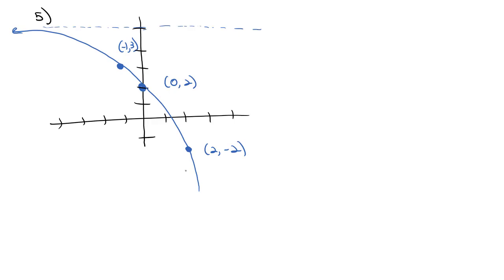First, I'm going to draw a horizontal asymptote at 5. And that's where the graph is going to get closer to and never cross. Then I'm going to put a point at 0, 2. And I'm going to put a point at -1, 3. And I'm going to put a point at 2, -2. So I can kind of connect the dots. And we get this graph here.